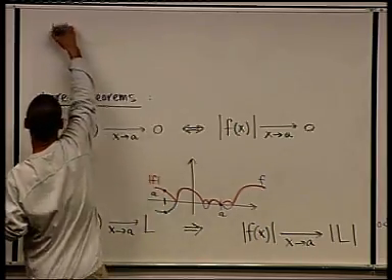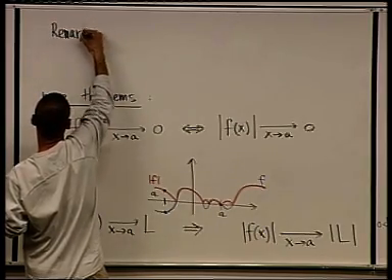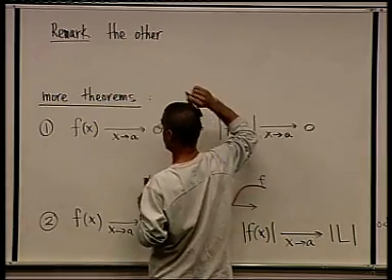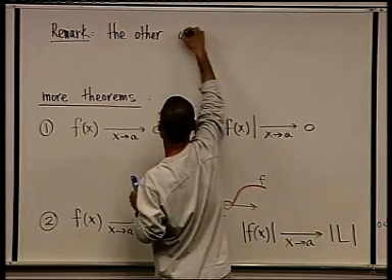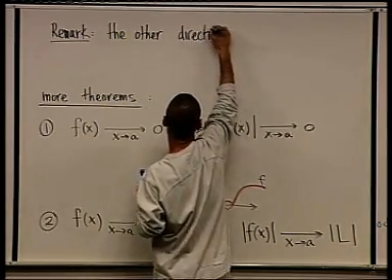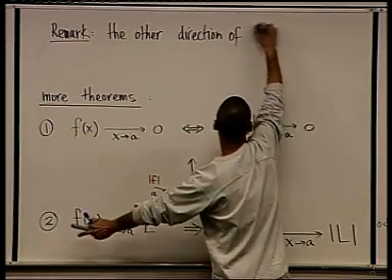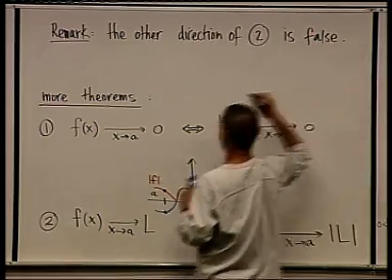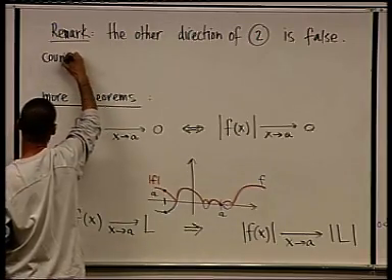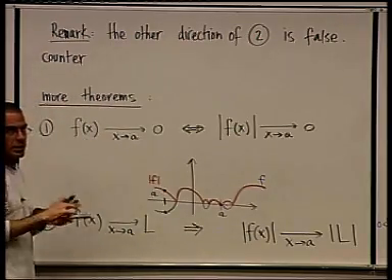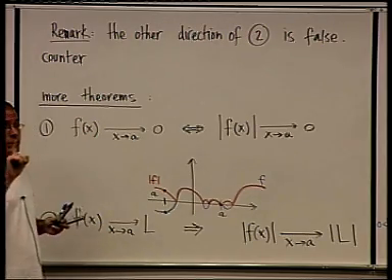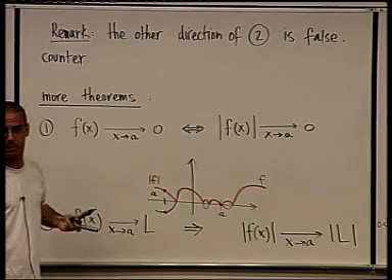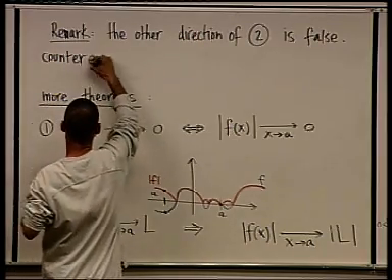So, remark: the other direction of this statement is false. Counterexample: when you want to say that a theorem is false, all you have to do is give one example for which it doesn't hold. If there's one example for which it doesn't hold, it's not a theorem, right?